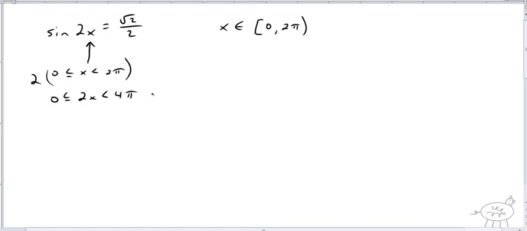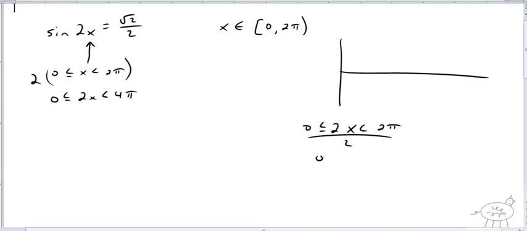I want to make a little graph on the side here. Think about how we graphed this back in the day. When we set up a sine graph, you did 2x between 0 and 2 pi, and then you divided everything by 2, and you got 0 less than or equal to x less than pi. Do you agree this is one period? x is between 0 and pi. In one period, I would get two answers. Let's just say it was 1/2 and 1/2. I have two answers in one period. That makes sense. We've done that in the past.